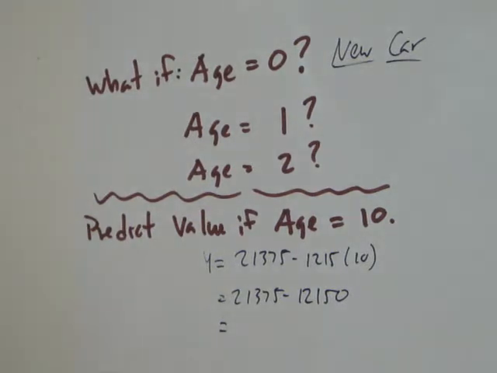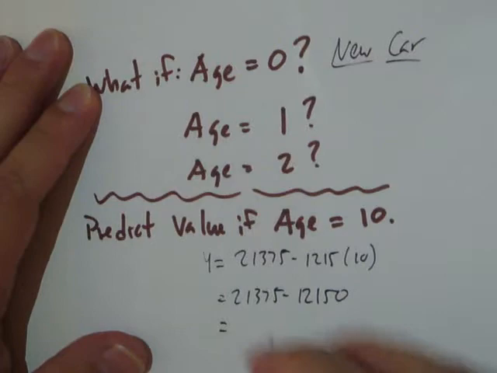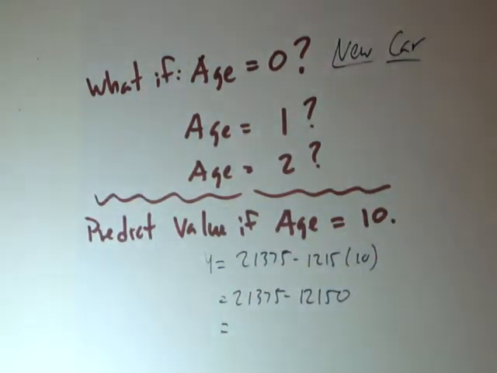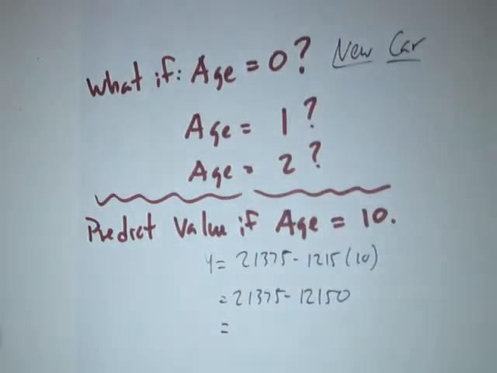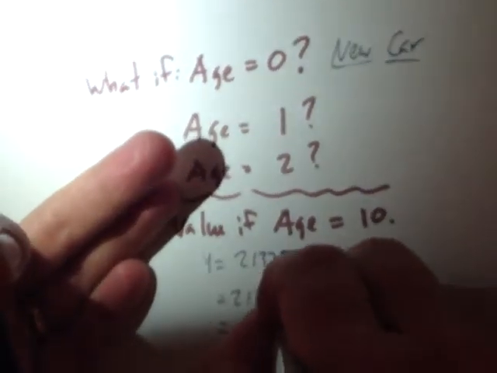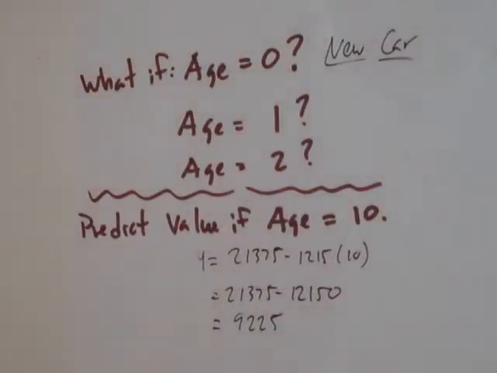I need the calculator real fast. I don't have it on me. It's in the book. It ends up being like 9,000 something. Let me see if I can get this real fast. Hang on, let's see what we got here. Sorry about this, guys. Let me get the calculator out. 21,375 minus 12,150. Told you. 9,225. There we go. Okay, so it would be 9,225. Hopefully I did the math right on that.